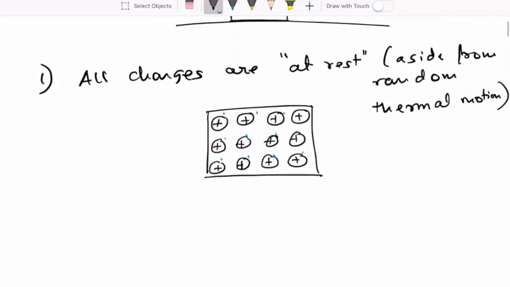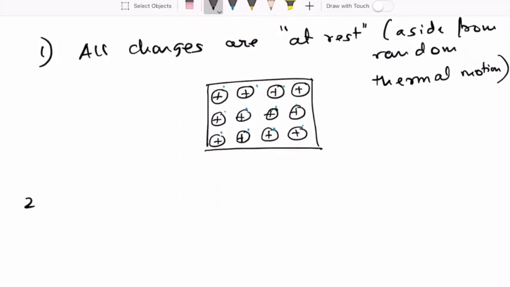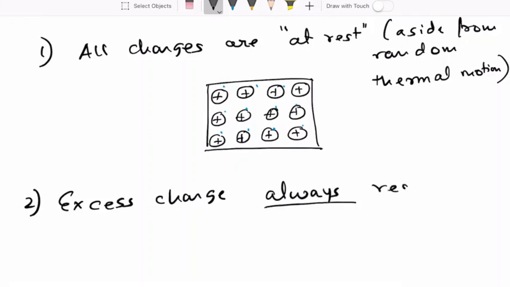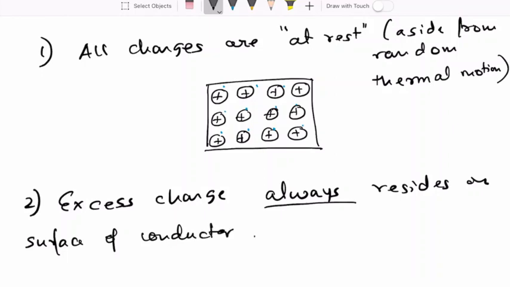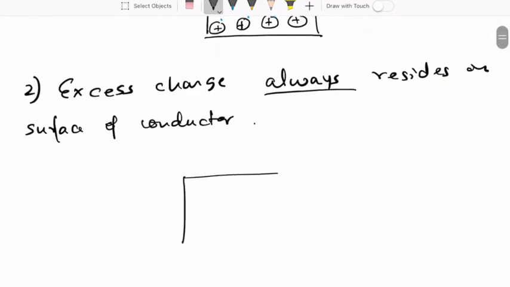Okay, the second property is that any excess charge that you put on the isolated conductor always resides on the surface of the conductor. So let's say that you have this block of metal and you put some charge on it. So we've seen in class how you can put charge on an object.